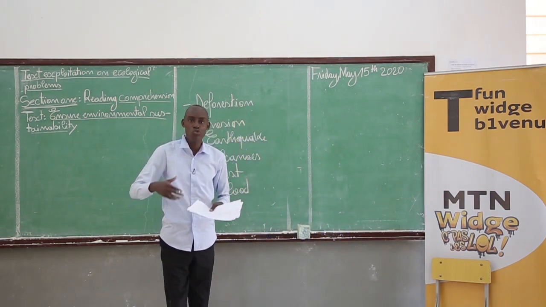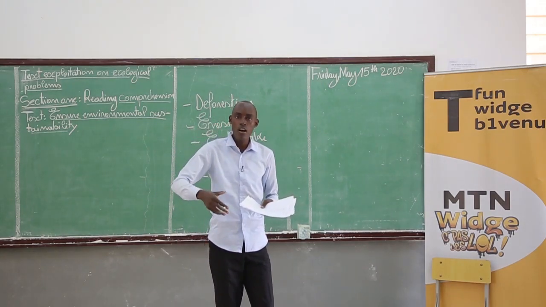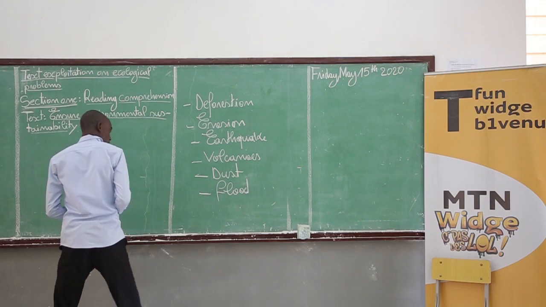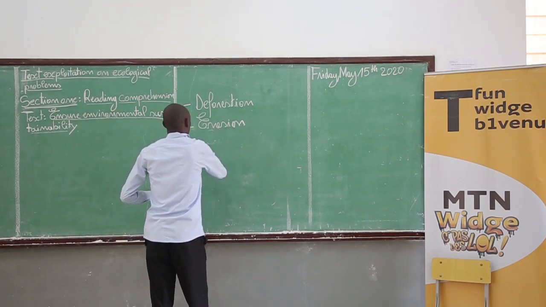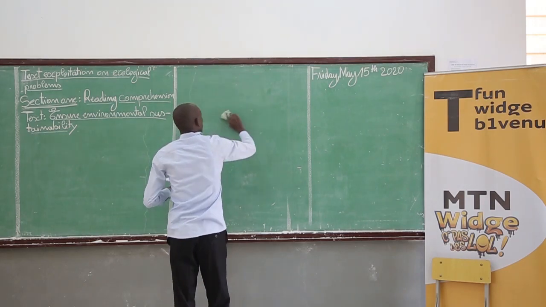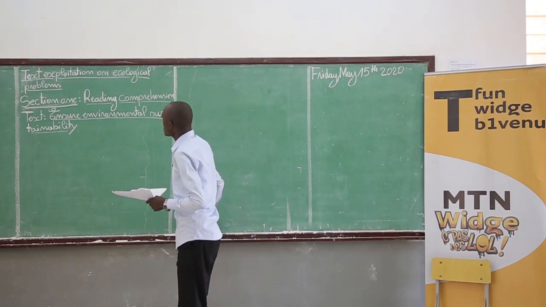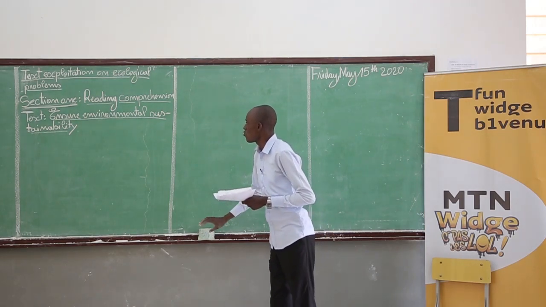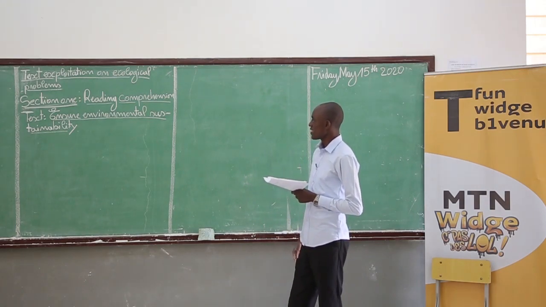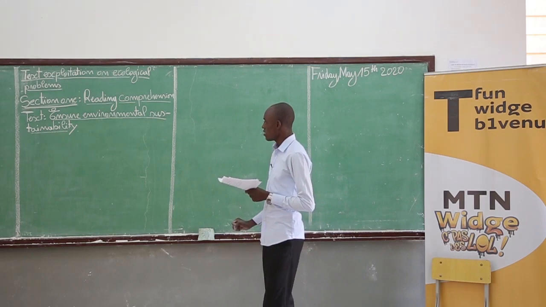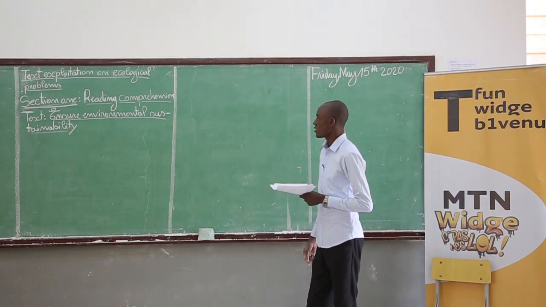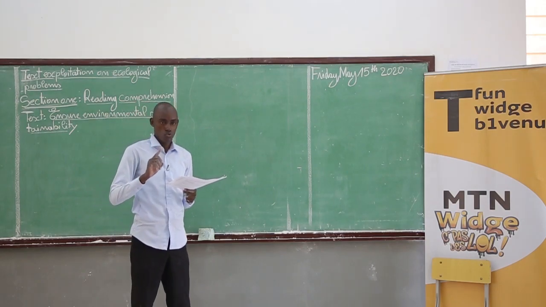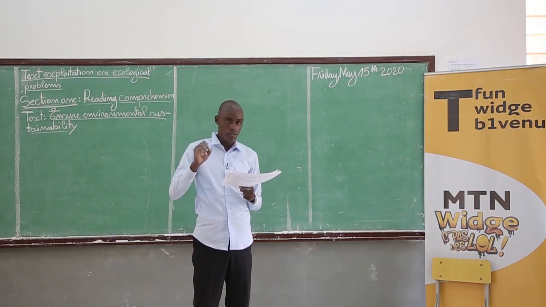That is why today we are going to read and comprehend a text on ecological problems. Okay, now here we have text exploitation on ecological problems. We are going to start with section 1, reading comprehension. The title of the text is "Ensure environmental sustainability." Now we are going to read the text. I'm going to read the text twice or 4 times for a good understanding.